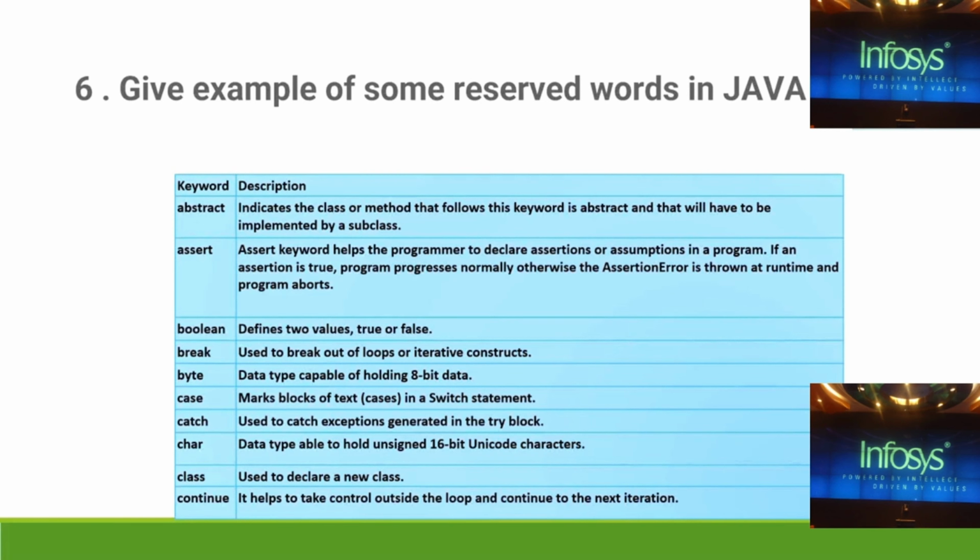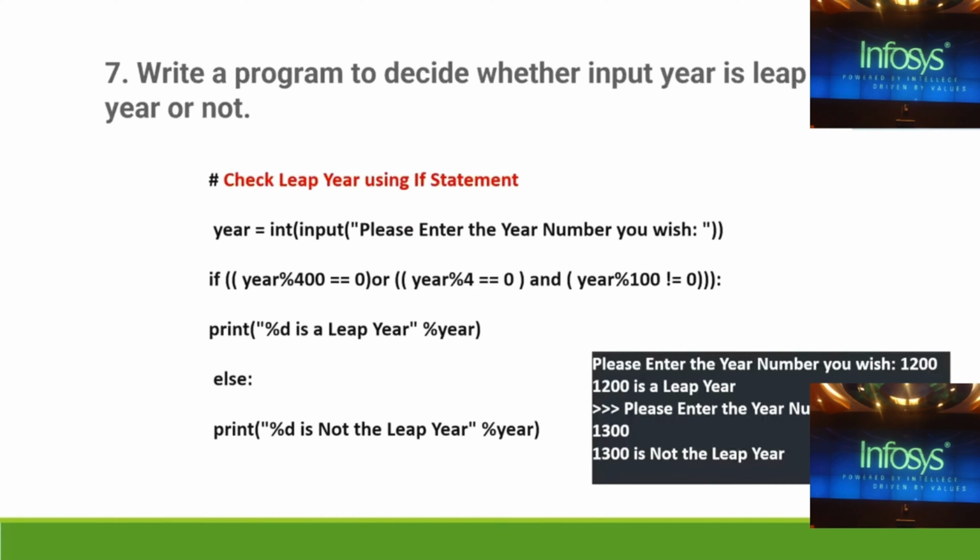If you want to learn more reserved words, you can go and search on Google. And the seventh question: write a program to decide whether an input year is a leap year or not. First you can choose your language, whether Python, Java, C, C++, any language. You can write a program and explain your logic, what you think.